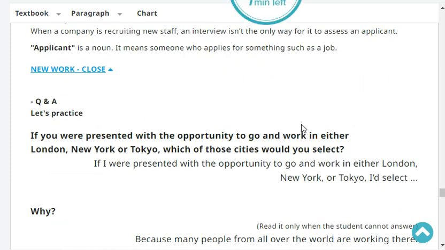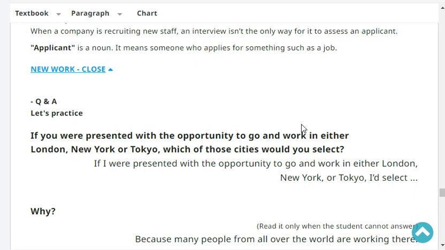If you're presented with the opportunity to go and work in either London, New York, or Tokyo, which of those cities would you select?